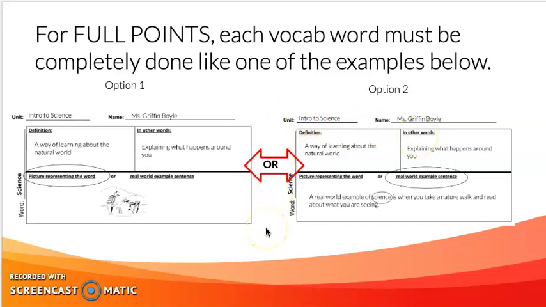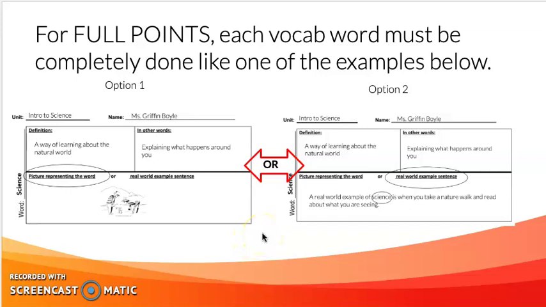The difference is which option you choose for the bottom half. If you choose a picture, again, stick people are just fine. We do need to be able to understand what you're drawing, but we're not looking for professional level art here. If you choose a drawing, this is great. Or you could choose a sentence instead. Remember, if you choose a sentence, it needs to be a full sentence. A real-world example of, and then the word, is, and then your example. A real-world example of science is when you take a nature walk and read about what you are seeing.